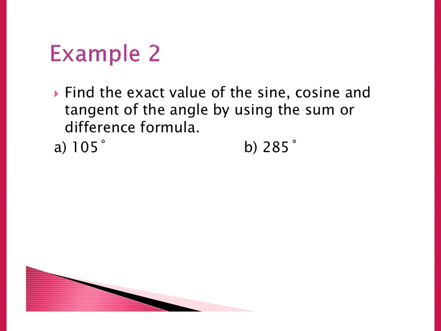All right, now it says find the exact value of the sine, cosine, and tangent of the angle by using sum or difference formulas. So now they're not already broken down into a sum or difference. You have to figure out angles that are on your unit circle that either add up to this value or when you find the difference, they're this value. And there's more than one way to do this, okay? So if I look at 105 and you're thinking about your unit circle angles, what two angles add up to 105 that are on your unit circle?